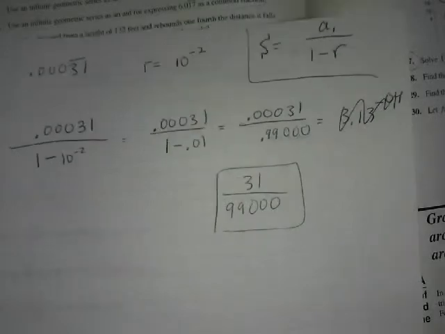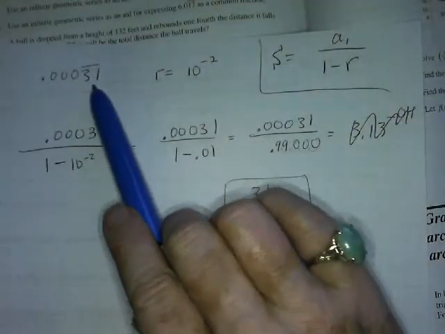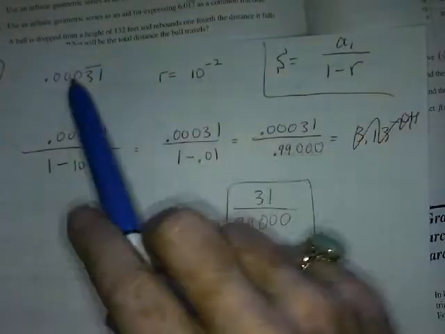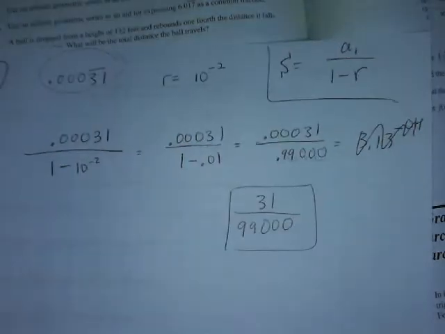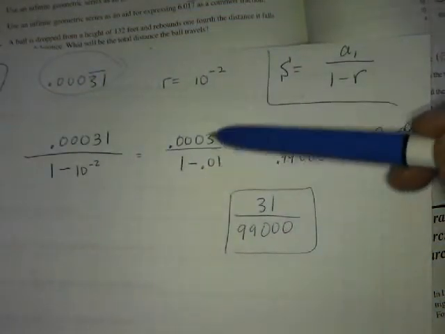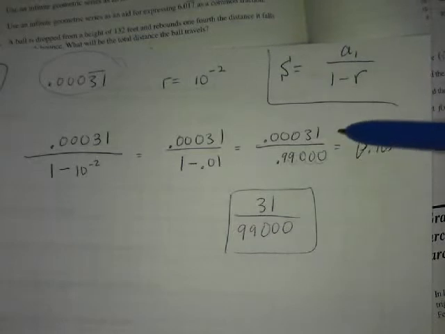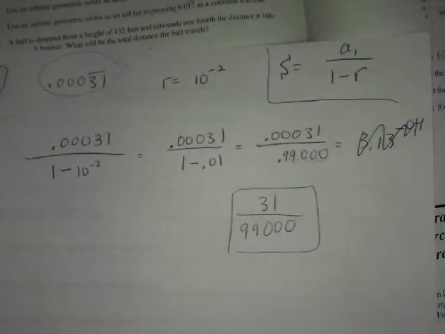So the R comes from how many decimals are repeating. A sub 1 just comes from your original number. You plug them in the formula, get decimals on the top and bottom, and then clear the decimals out by moving the decimal place to the right however many times. You have to do the same amount of times on the top as you do the bottom. And that's it.